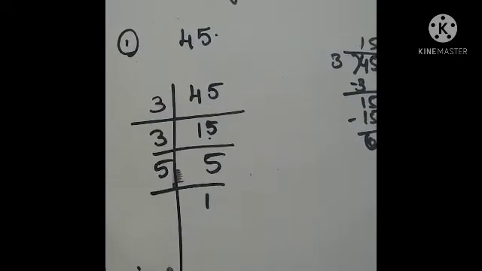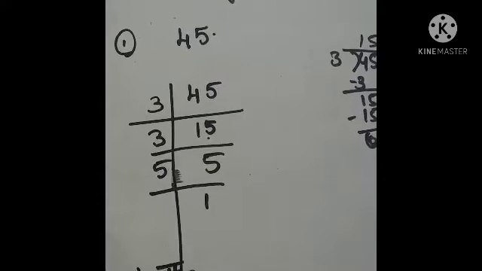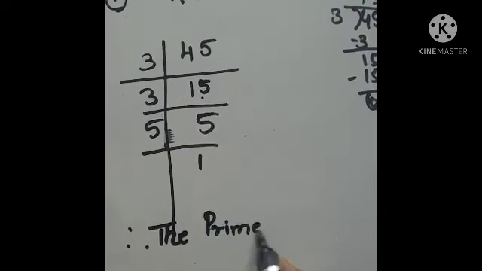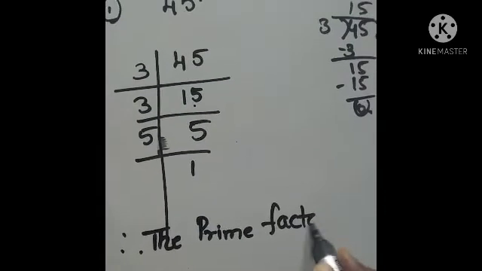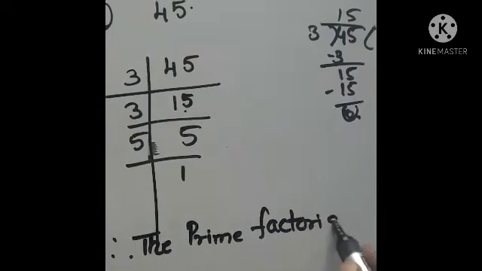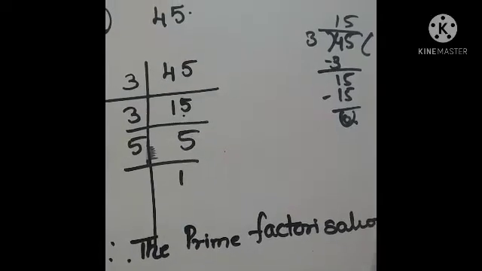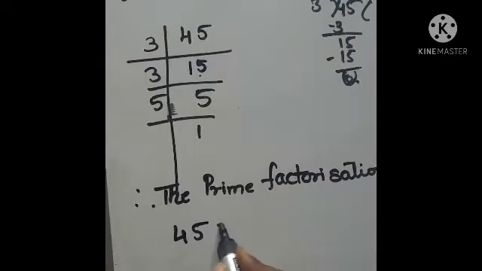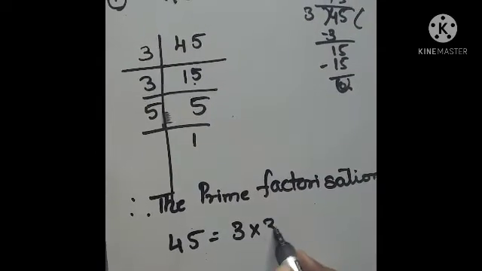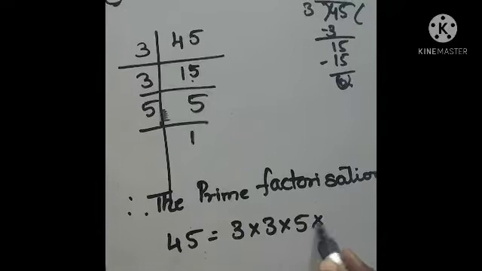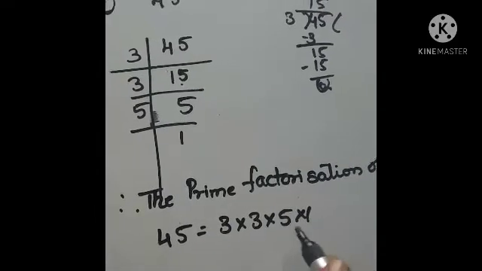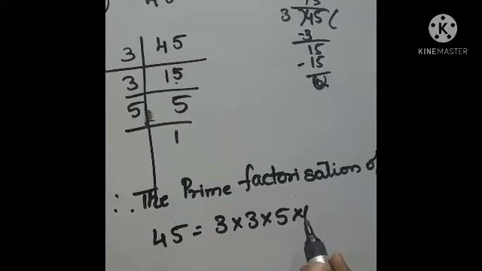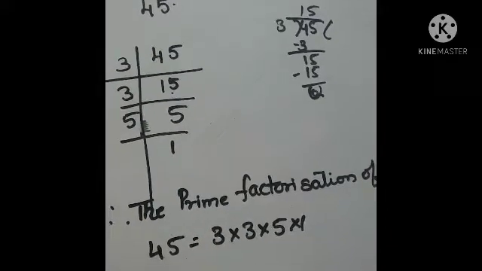Therefore, the prime factorization of 45 is equal to 3 into 3 into 5 into 1. 3 3s are 9. 9 5s are 45. 45 1s are 45. This is how we have to do all problems.